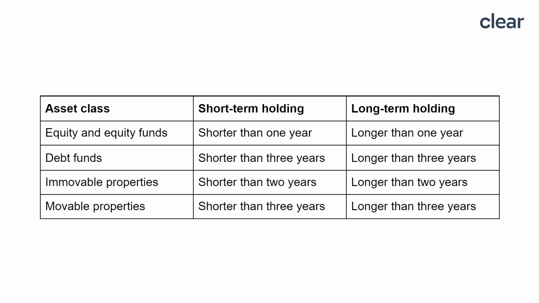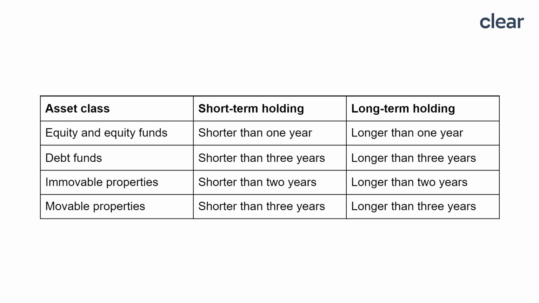The following table shows the definition of the short-term and long-term holding periods of various asset classes. If you hold equity shares and equity-oriented funds for longer than 1 year, your holding is termed as long-term. If not, it is short-term. If you hold units of debt funds for shorter than 3 years, it is considered short-term, and holding them for longer than 3 years makes it long-term.